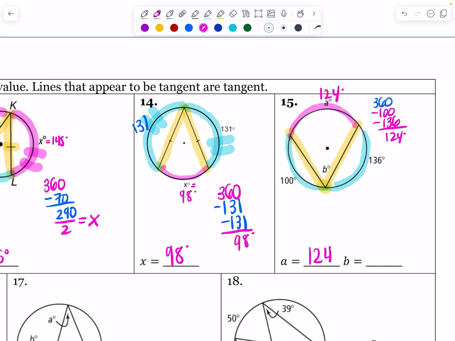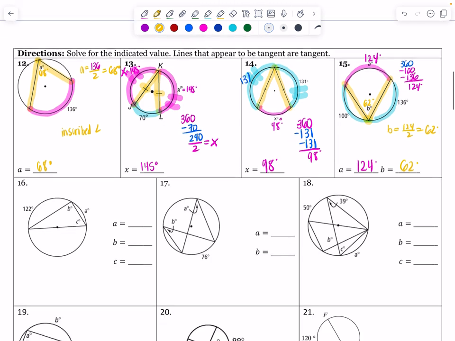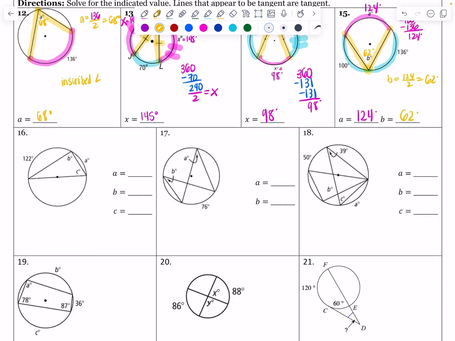If A is 124, how do I find B? Well, B is going to be equal to 124 divided by 2. That is going to be half of its intercepted arc because that's an inscribed angle, and that is going to give me a 62 degree angle for letter B. So we have found all of our variables it asked me to find. Let's go ahead and do 16 through 18 because these are very similar.